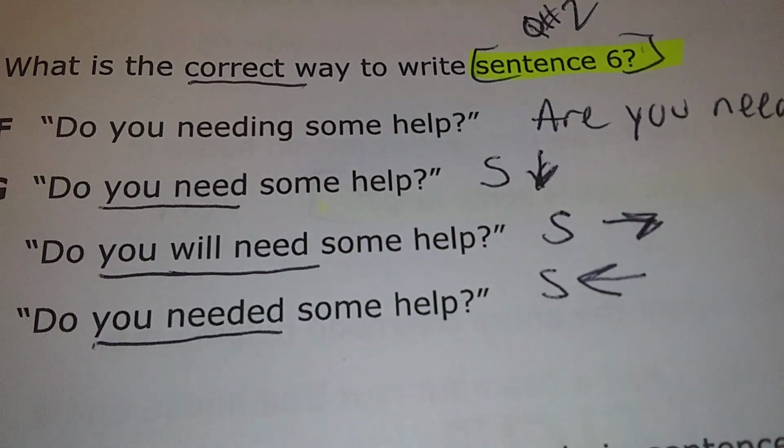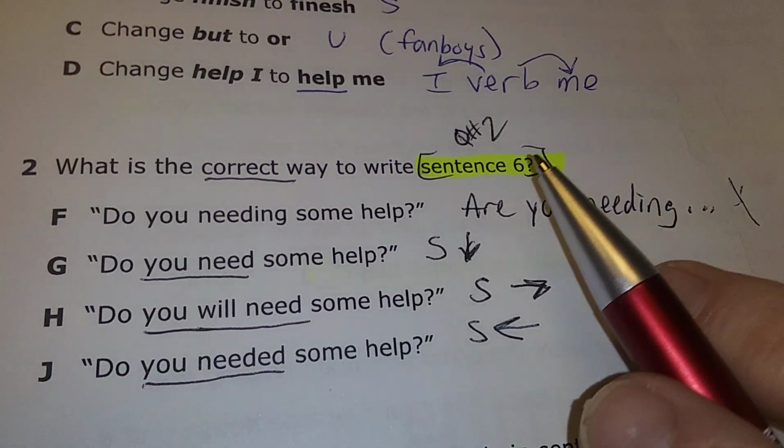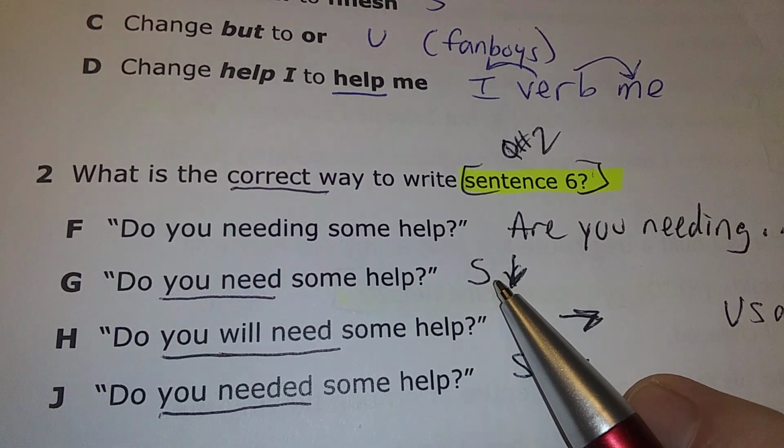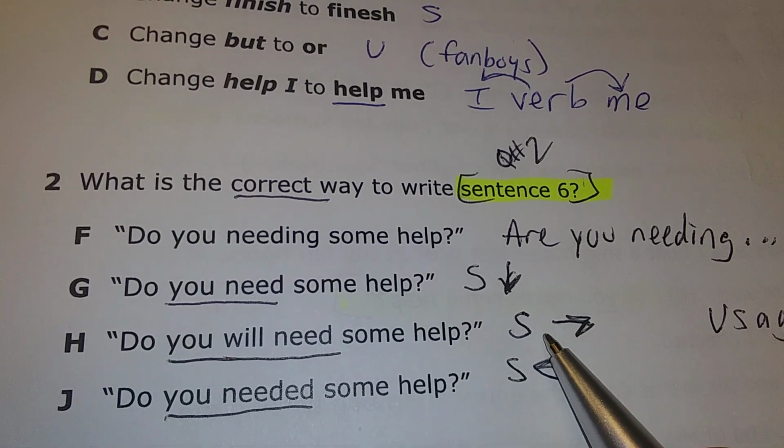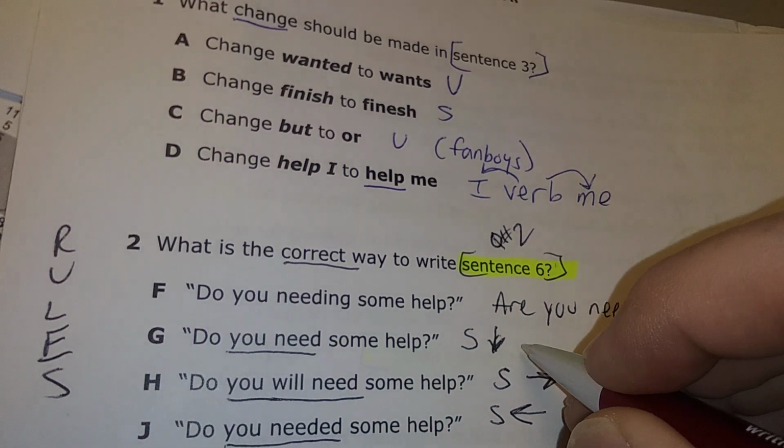G says, "Do you need some help?" So that's singular, talking to Jeff, arrow pointing down, meaning right now, present tense. We'll check that one.